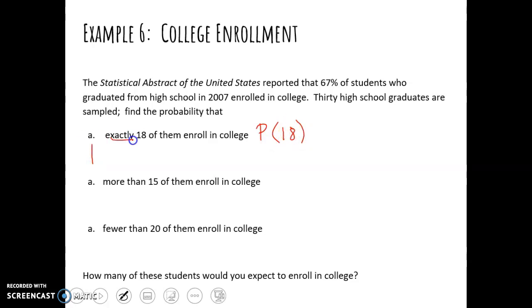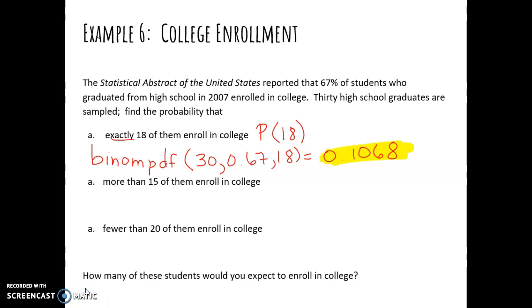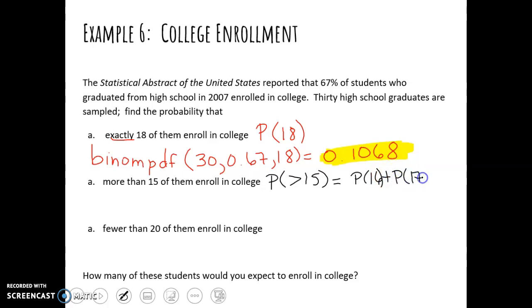So if we want exactly, keyword exactly, we're going to use binomial PDF. The number of trials is the number that were sampled, which is 30. The probability of a success is 0.67, and we want 18 for the x. So if you plug that into your calculator, we get 0.1068. If we want the probability of more than 15, that would be the probability of 16 plus the probability of 17 plus the probability of 18 up to the probability of 30.